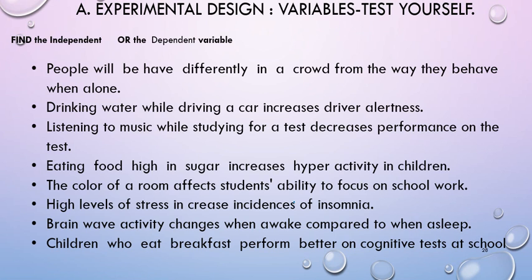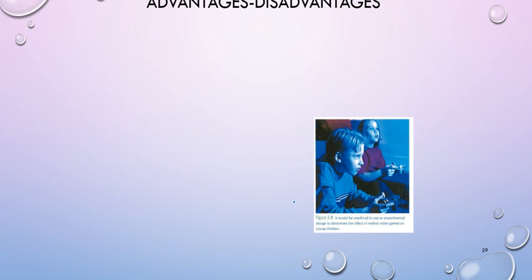This is the test of your self-activities I want you to do. We're going to work in the class. They are activities from the book, but I need to ask some extra questions on this, and I think we are done with this. And the next thing we're going to discuss is the advantages and disadvantages of the experimental design.